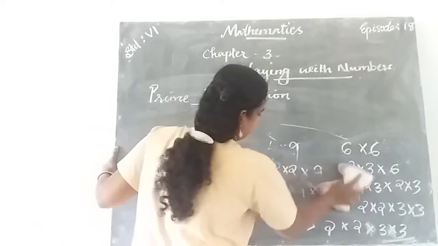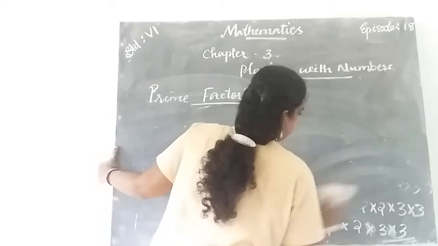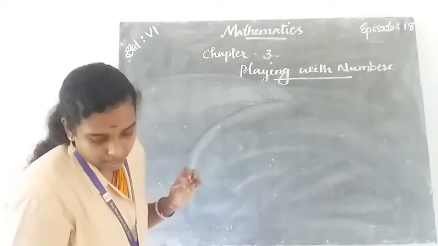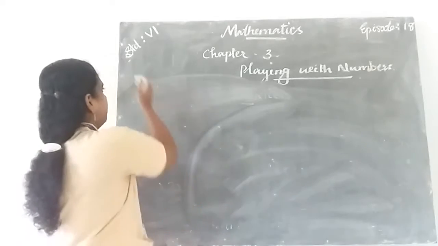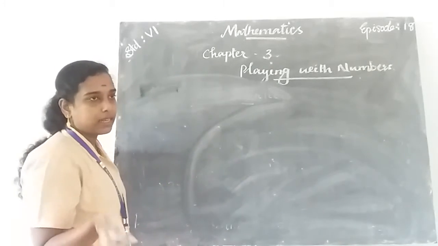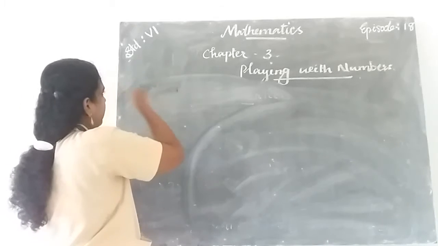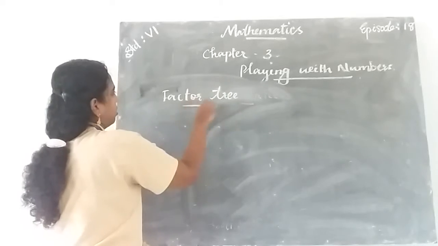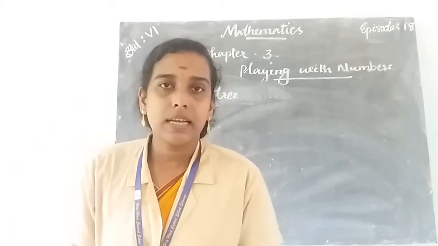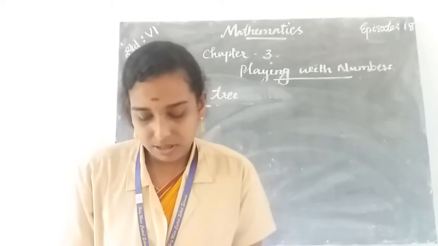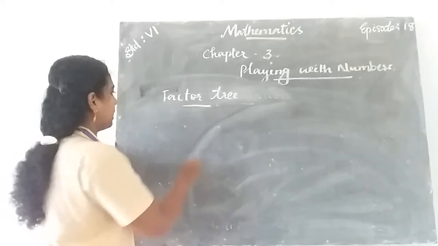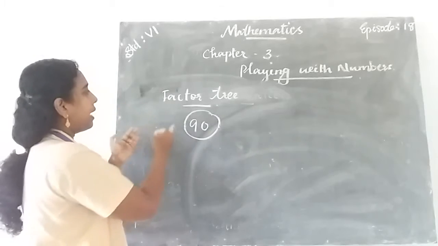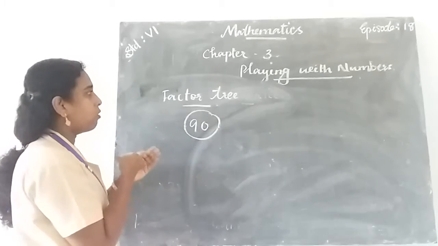Then we go to another portion. Next is the factor tree. We also studied factor trees in your previous classes. If a number is given and we want to express it in the form of a factor tree, then we can write it as follows. The number given is 90, and we write 90 as a factor tree.